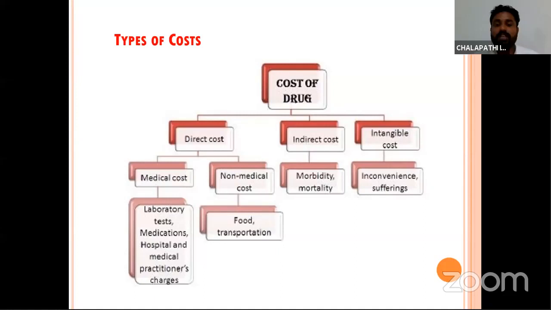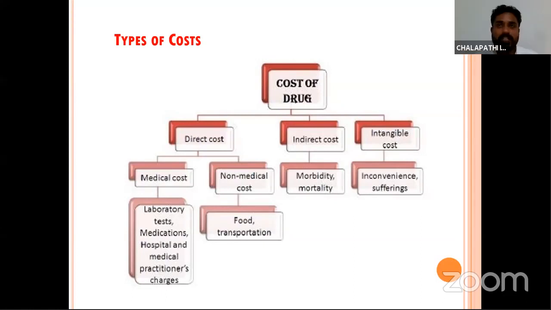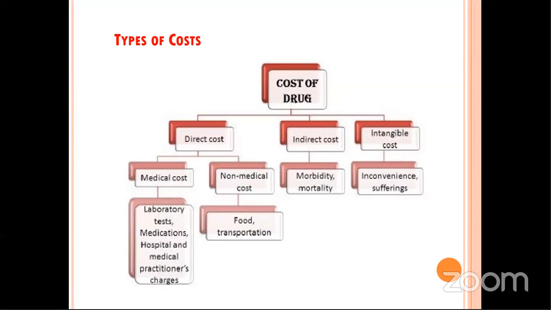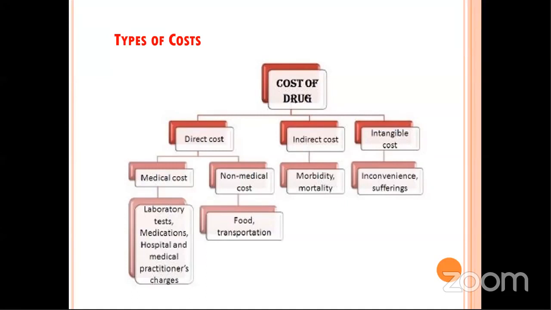We calculate even indirect cost also. But the third one, intangible cost, it's very difficult to calculate in our own setup because we have a wide diversity of aspects. There are so many inconveniences, sufferings, pain, and all those things. But when you look into health insurance or economic evaluations, you have to put a cost for each and everything.